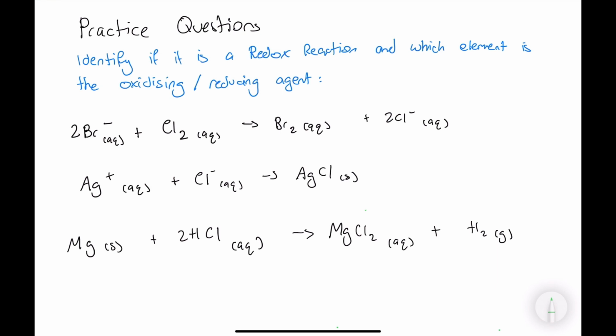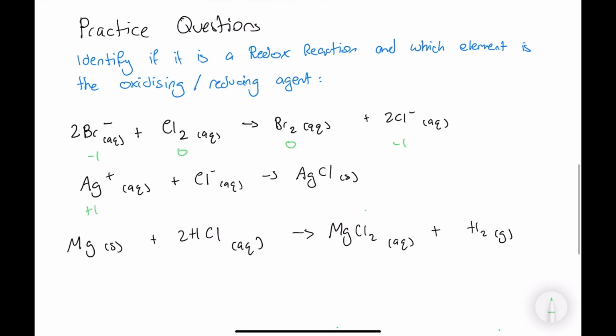Okay, now I'll go over how to solve it. Bromine is -1 charge, so it's -1. Chlorine is 0, and then bromine becomes 0, and chlorine becomes -1. So the bromine went from -1 to 0, so it got oxidized. Therefore, it is the reducing agent, and the chlorine is the oxidizing agent, and it is a redox reaction.